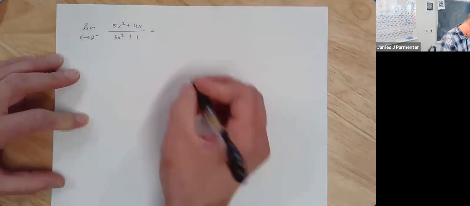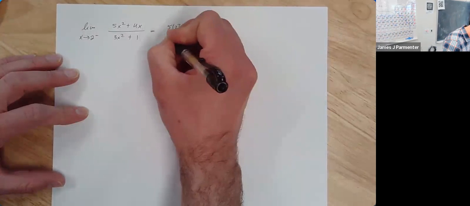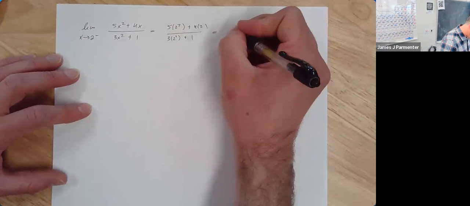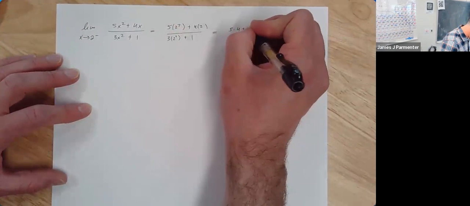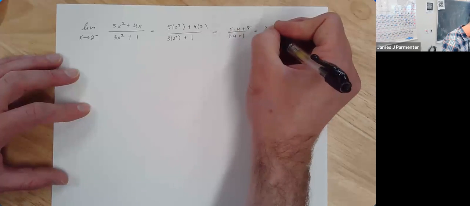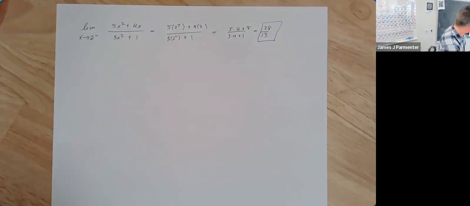So here, if I plug it in, I'm going to get 5 times 2 squared plus 4 times 2 over 3 times 2 squared plus 1. That looks pretty real to me. That's 5 times 4 plus 8 over 3 times 4 plus 1. That's 28 over 13. Great. It's a real number. We're going to see shortly that you often have to do something else. But first things first, if you can, plug in a real number. Let's look at another example.